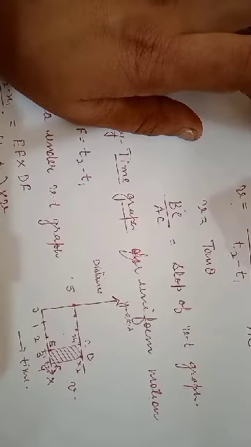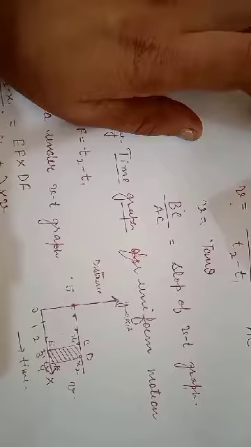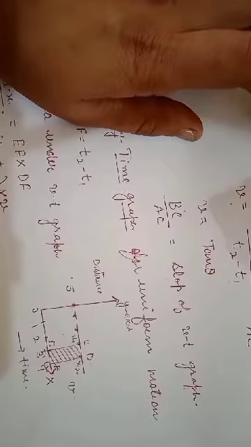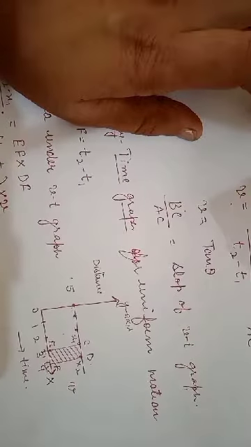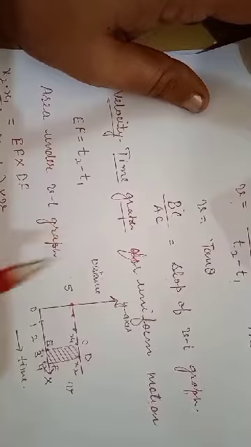So this is the velocity time graph, and this is the value of the displacement of the particle obtained from the velocity time graph.